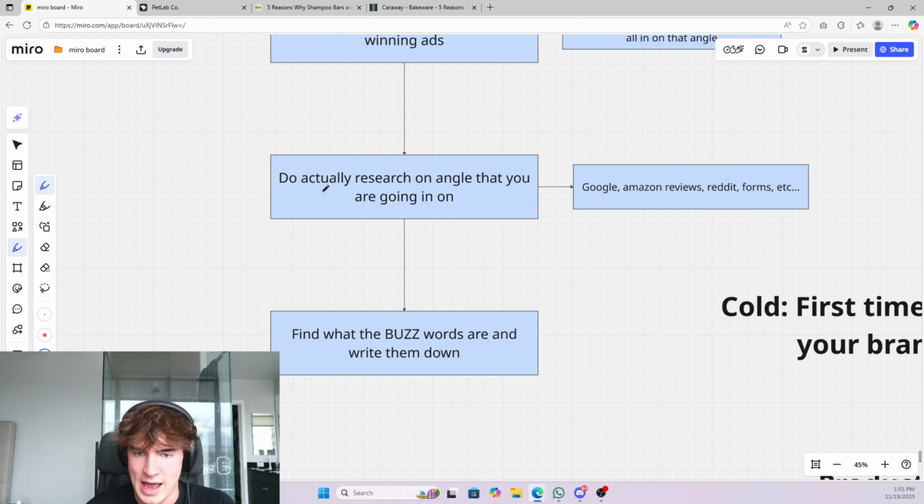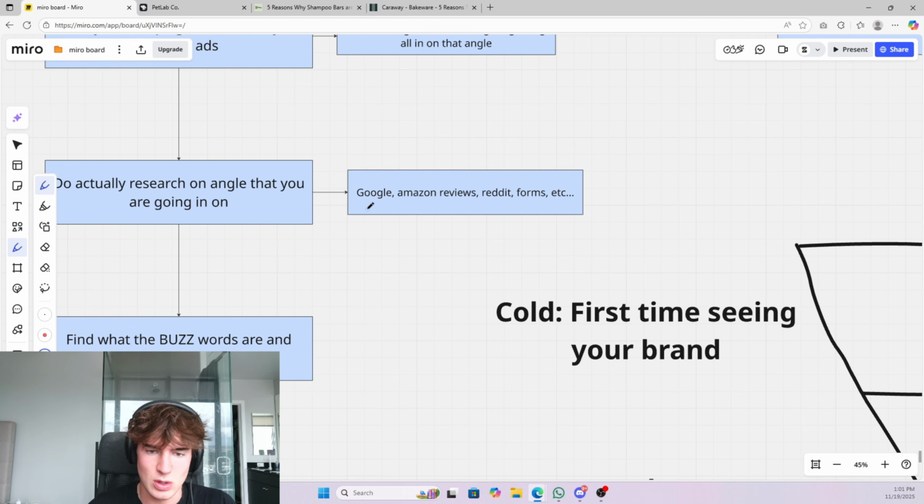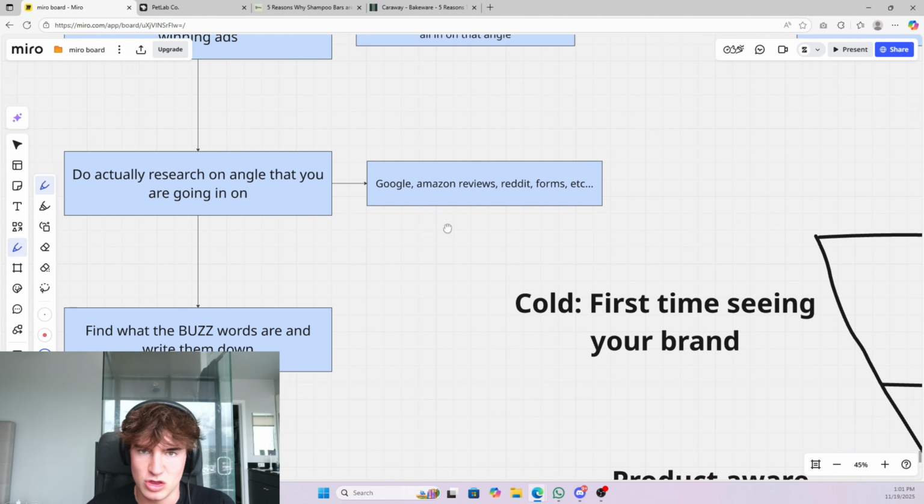But the thing is, you actually have to do research on the angle that you're targeting. So what I want you to do is go to Google, Amazon reviews, Reddit, and forums, and basically read through all of it. On Google, you're just typing your product in and then looking at all the things that pop up. You're going to get some things like top 10 lists of vibration plates. What are the best ones? And you can read through all those.